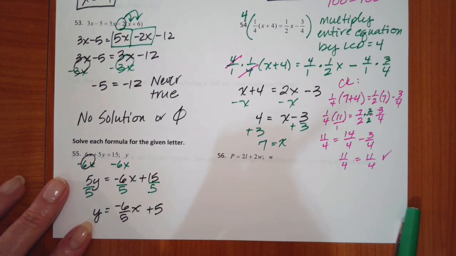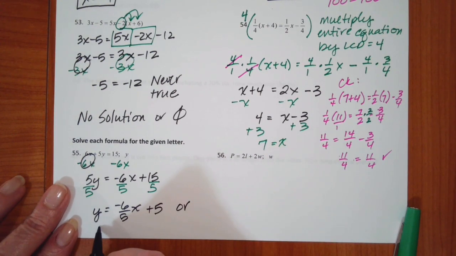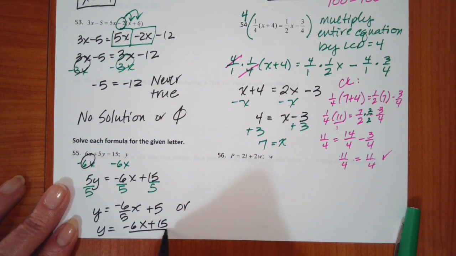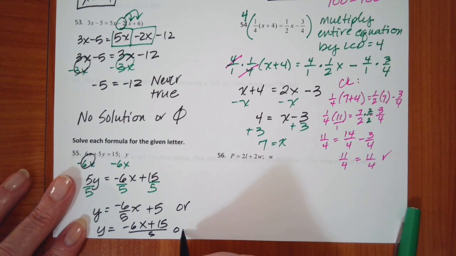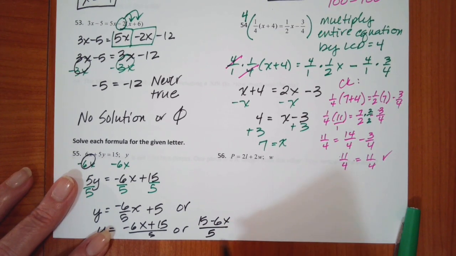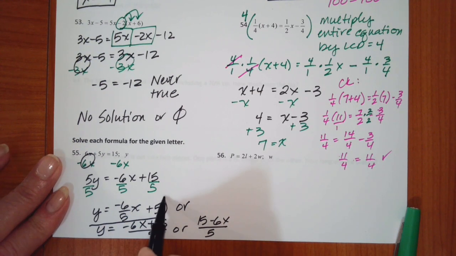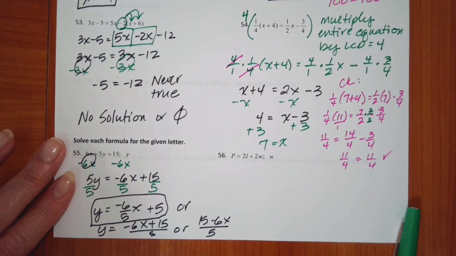Now, you can also write this as y equals negative 6x plus 15 over 5, or you can write it as 15 minus 6x over 5. And I'll accept either of those. This is what we eventually want to get to because of what we're going to do in Chapter 3.